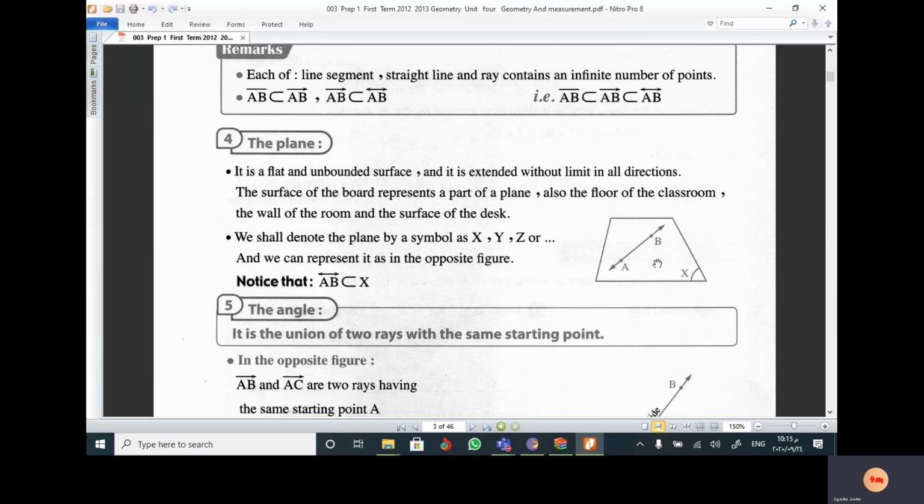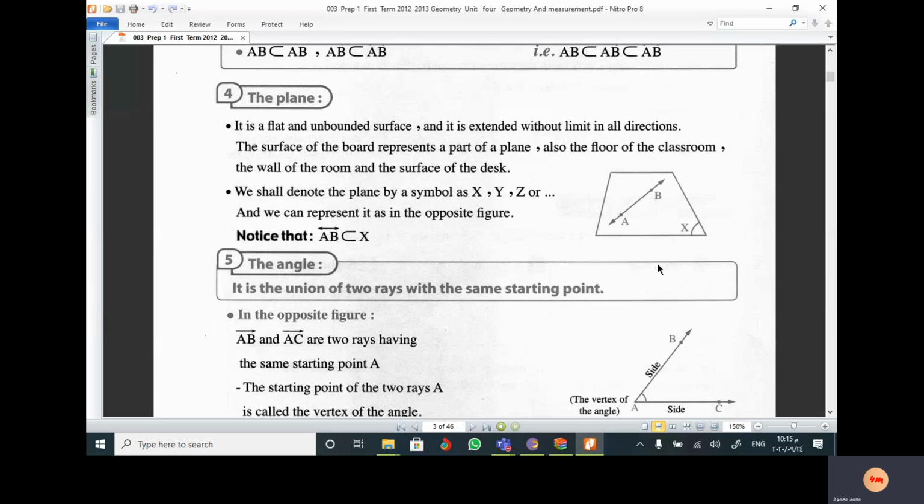The plane is a flat surface, unbounded and extended without limit in all directions.